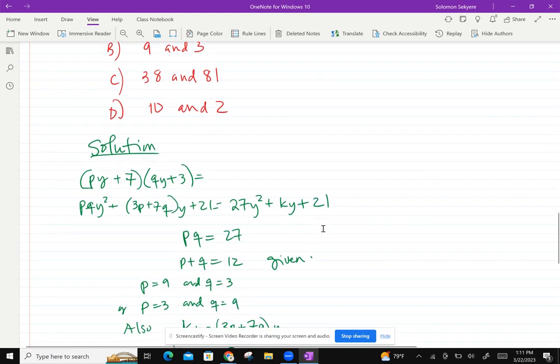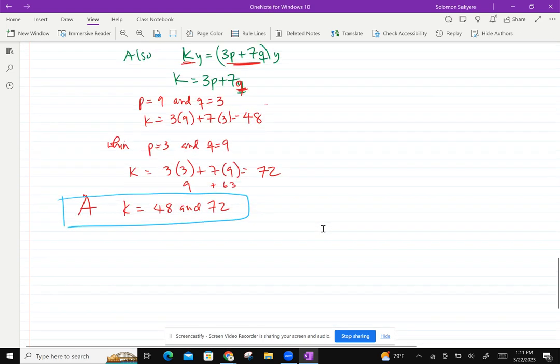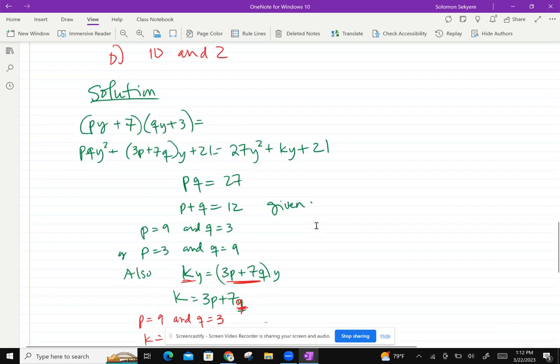Did you get k equals 48 and 72? If not, go over it. Let's find the two possible values of p and q. The product could be 27, that means 3 times 9 or 27 times 1. We don't know, but we're given a second condition that p plus q equals 12. So we know the two numbers are 9 and 3. So p could be 9 and q could be 3, or p could be 3 and q could be 9.